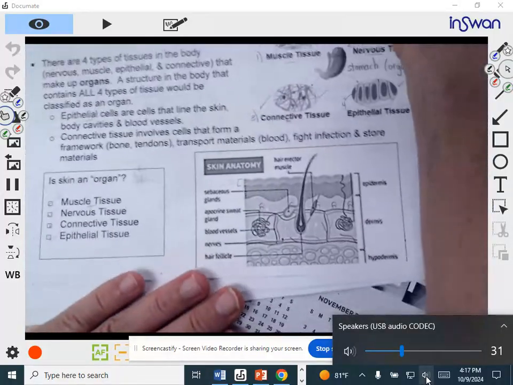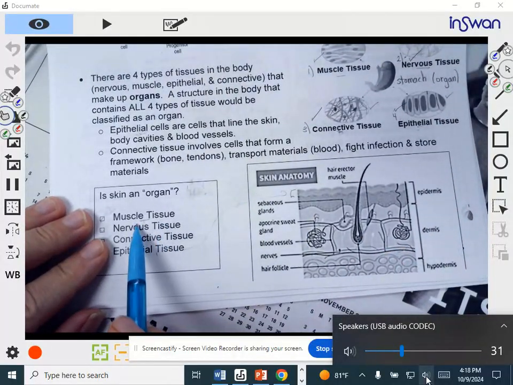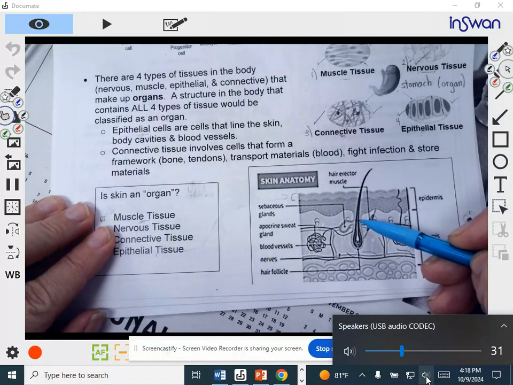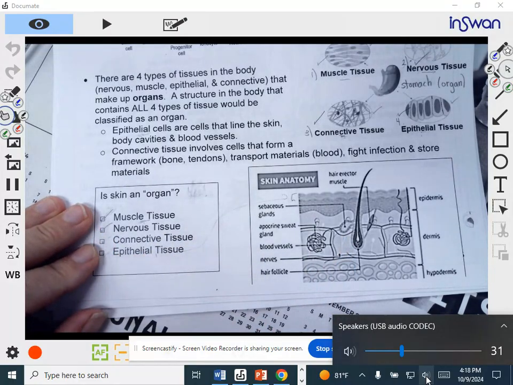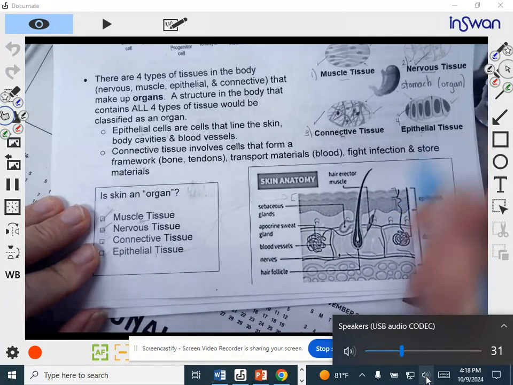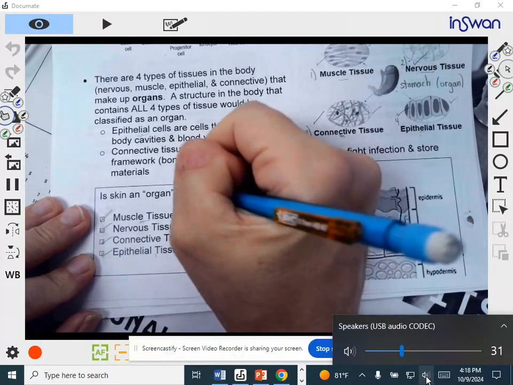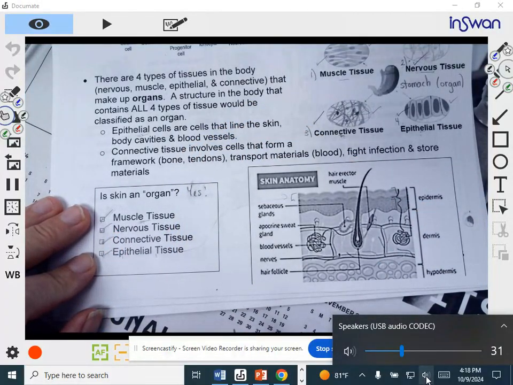So we go down here and take a look at the skin. Is the skin an organ? Well, we've got to look for these 4 tissues. Is there muscle cells working together to do a job? Yes, you have muscle cells that work together to make your hair stand up. So there's muscle tissue. There is nerves. So you see nerve here and nerve endings. So there's nervous tissue. There's blood vessels. So there's connective tissue. And then we also have cells that form these layers that line that part of the body. So those are called epithelial tissues. So yes, the skin is an organ. It contains all 4 types of tissues.